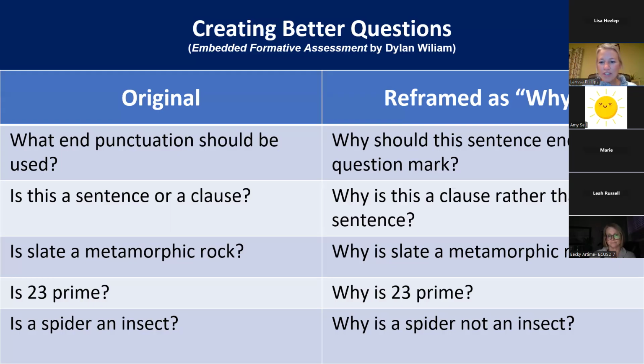This one question here, somebody put in the chat: how does the setting affect the characters and speakers in the text? So I wonder if we could practice reframing that as why. Would anyone want to drop an idea in the chat on how we could reframe that question? How does the setting affect the characters and speakers in the text?